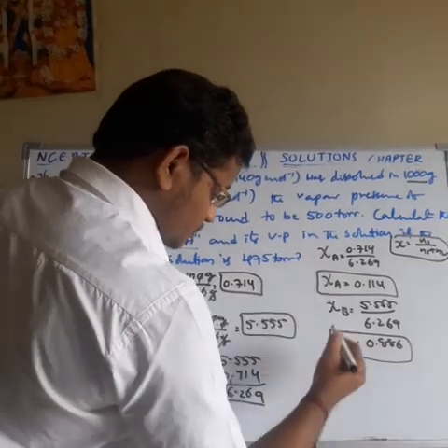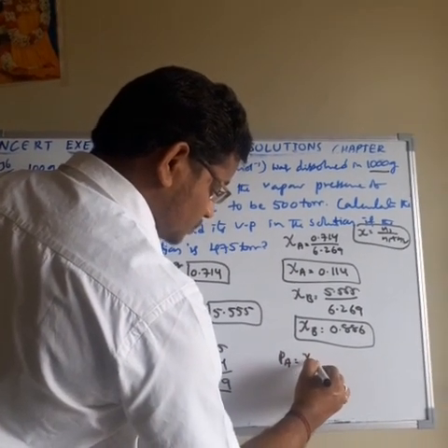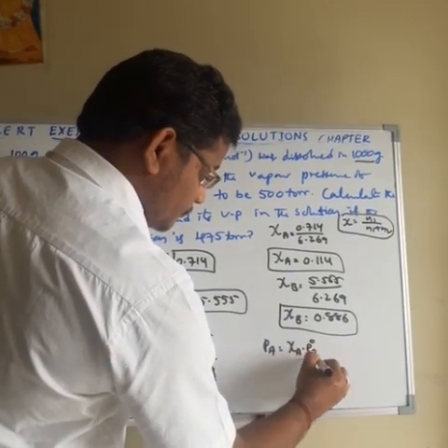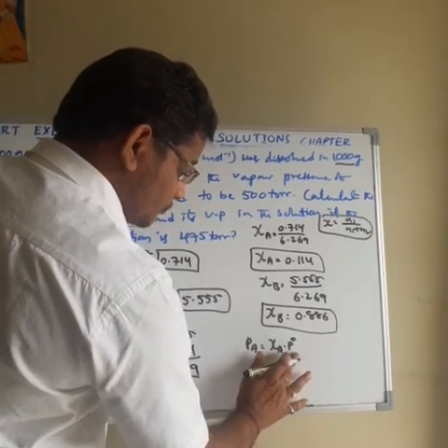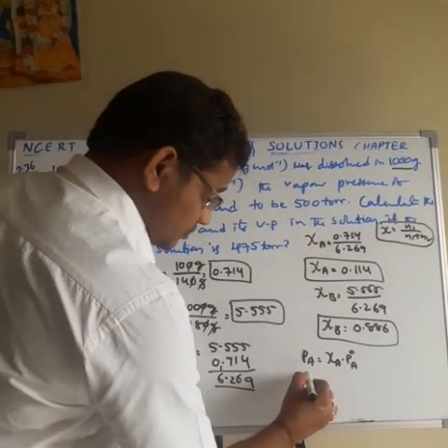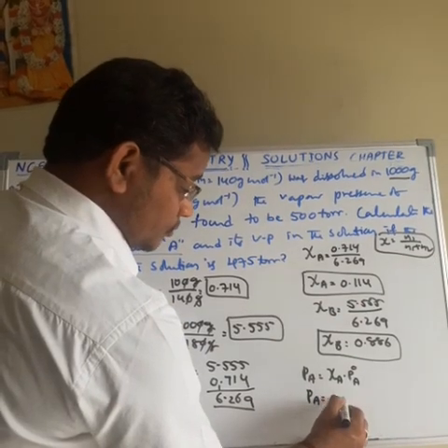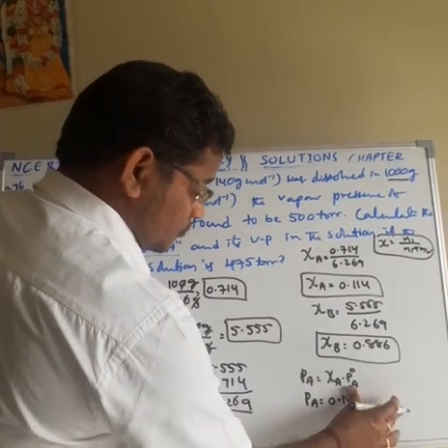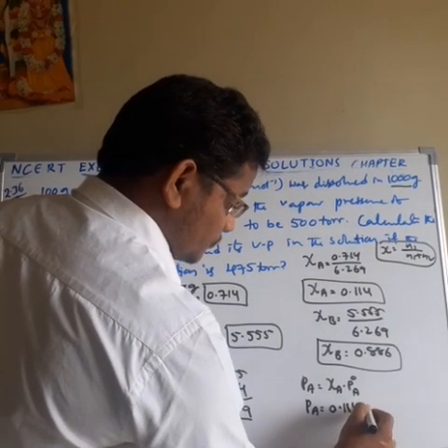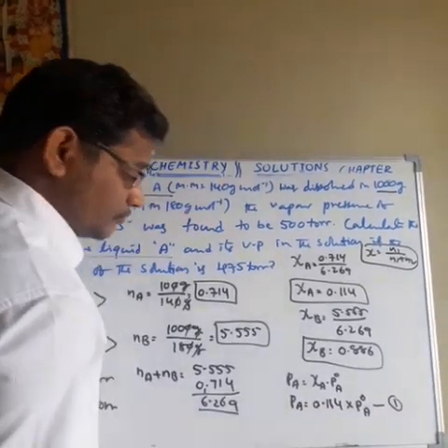Then next, by using this data we have to calculate the partial pressure of A, which is equal to the mole fraction of A and the vapor pressure of pure liquid A. We have to calculate the vapor pressure of pure liquid A. PA is equal to the mole fraction of A, 0.114, into P naught A. So this is equation 1.